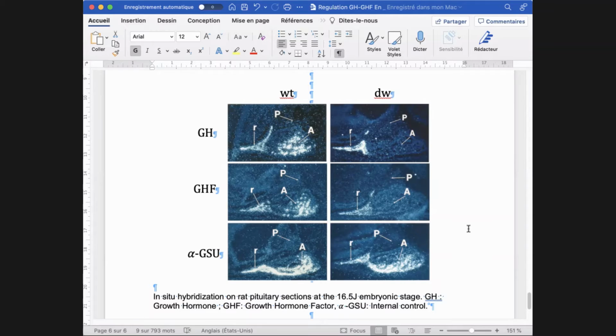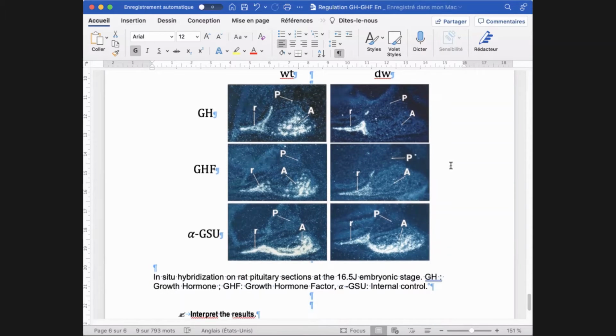Okay? So this is a way to understand where the problem in the regulation process is coming from. So the problem in the regulation process of growth hormone production is coming from something which is upstream of the GHF regulation. Is it fine?